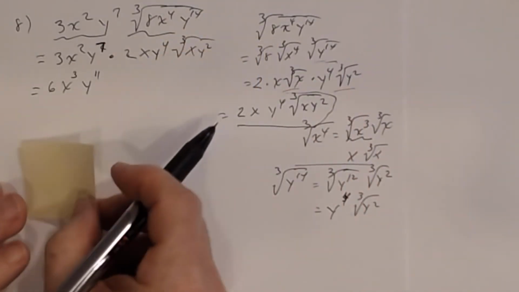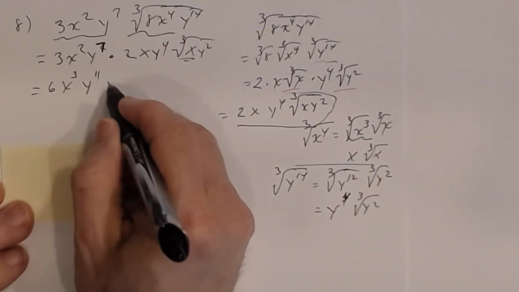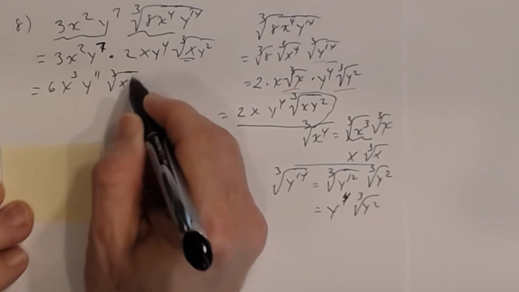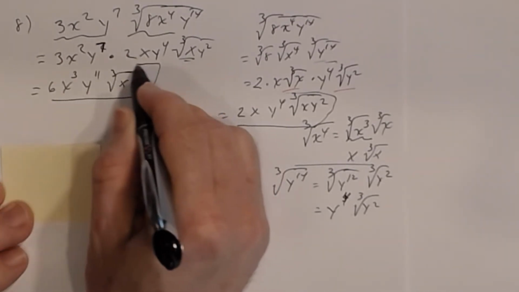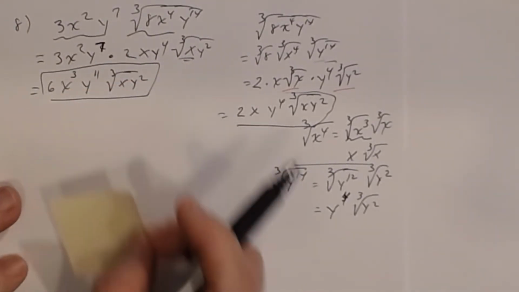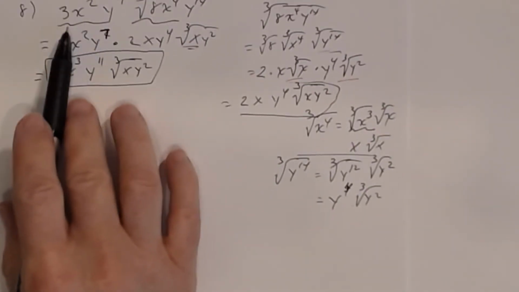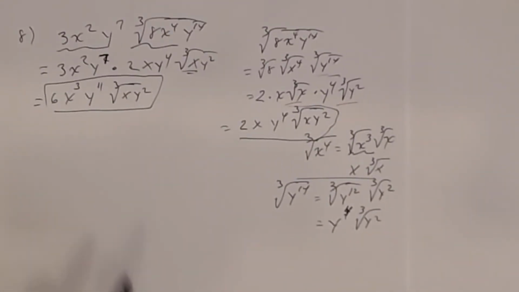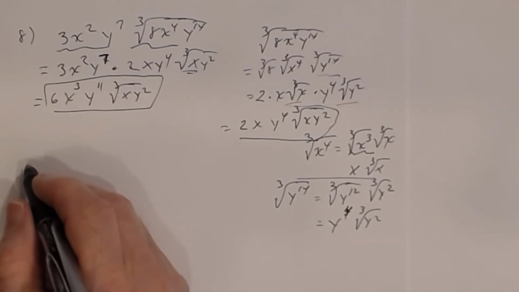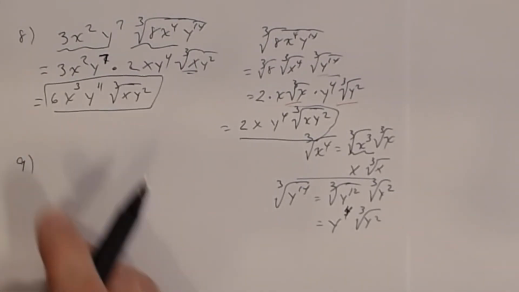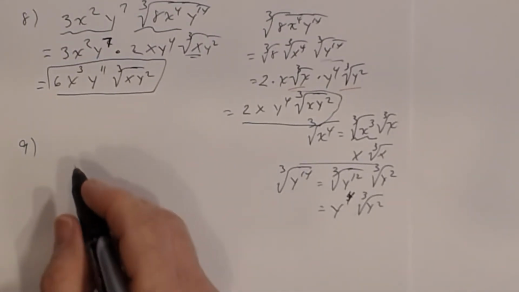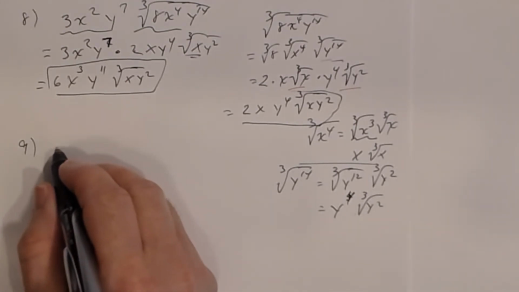And now you're going to put this right here. Cube root of x y squared. So that's the answer there. So that one was a little bit more complicated, only because of this piece right here. Okay, we can do a couple more, I think. So let's do number 9. Number 9, we have, let's do this one.